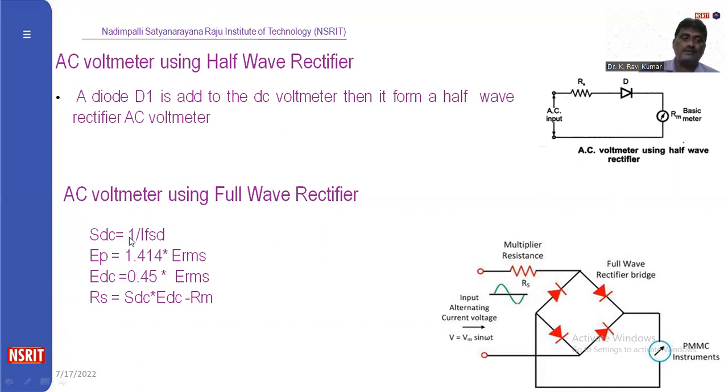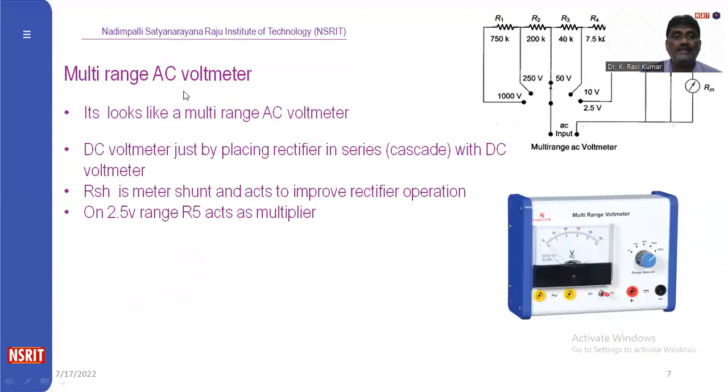These are some basic standards. That is, SDC is equal to 1 by IFSD, and peak voltage is equal to 1.414 into the RMS value. DC voltage is equal to 0.45 into E RMS value. Suppose we want to calculate the RS value: SDC into EDC minus RF. Like that, we can find out the resistance, how much signal should be attenuated to control the scale on the screen, right? The one more type is the multi-range AC voltmeter.